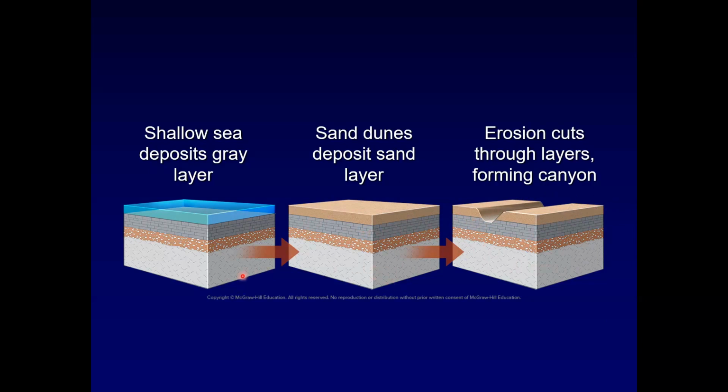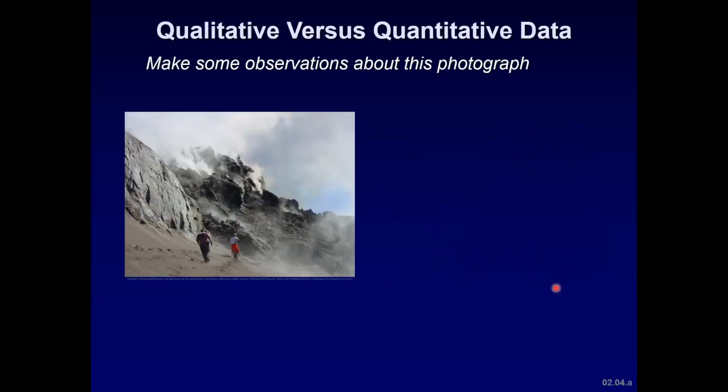These are diagrams that you might see in terms of maps, cross sections, or block diagrams, just to show how an area might have changed over time. Now we'll get into qualitative versus quantitative data. We can first make some observations about this photograph.